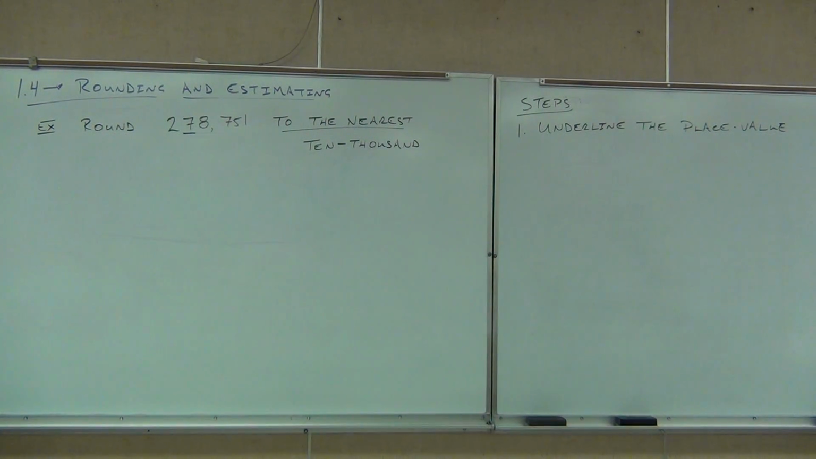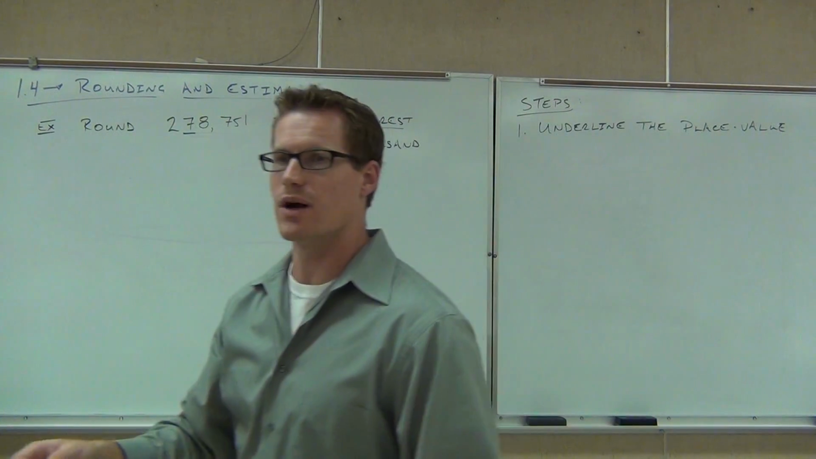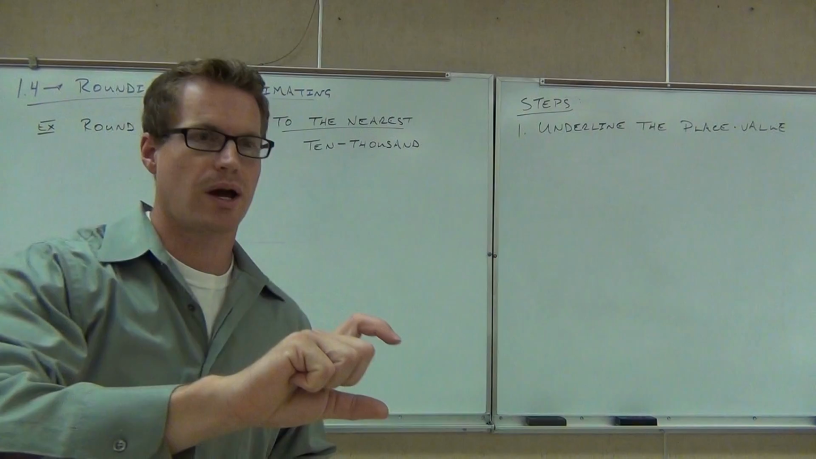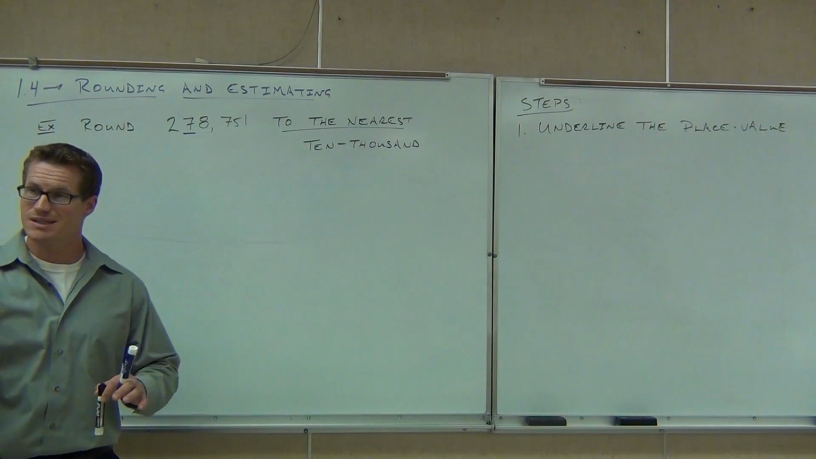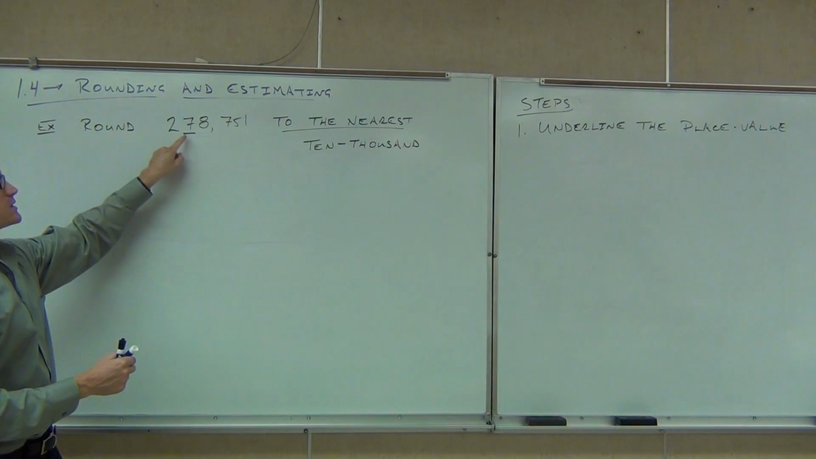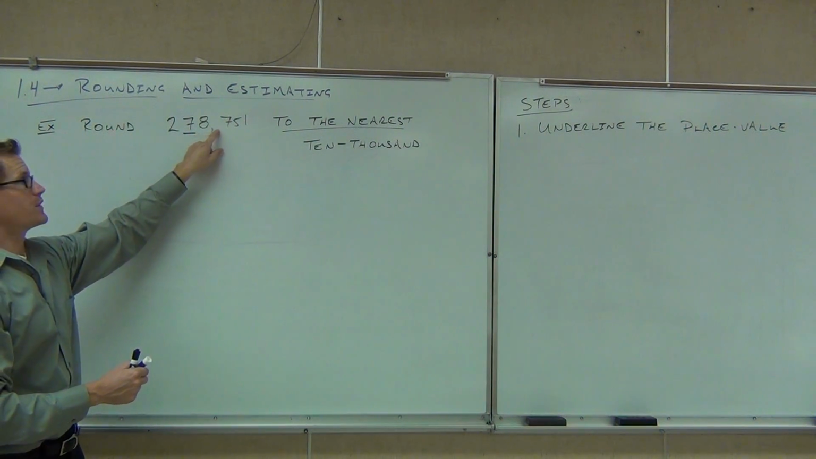The next thing you're going to do, this is the important part. This is where people get kind of screwed up sometimes in rounding. You're going to look at the digit just to the right of the place value underlined. Not further than that. You're going to look just at the digit to the right. I'm not talking about all this junk over here. If you're rounding to this place value, you're looking just at the 8. You don't even care about what these numbers are.